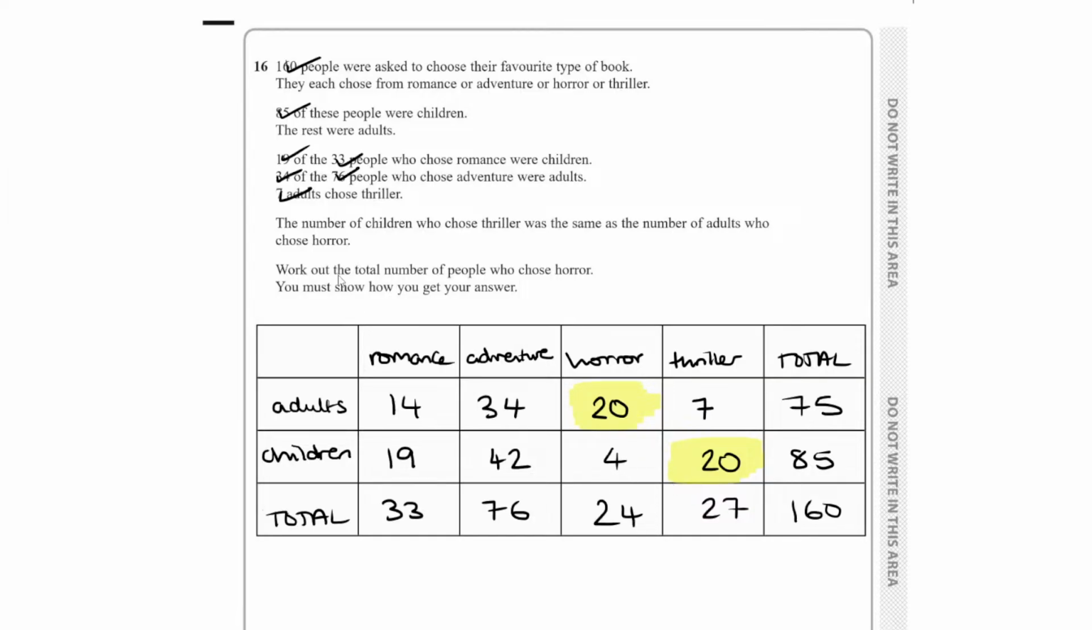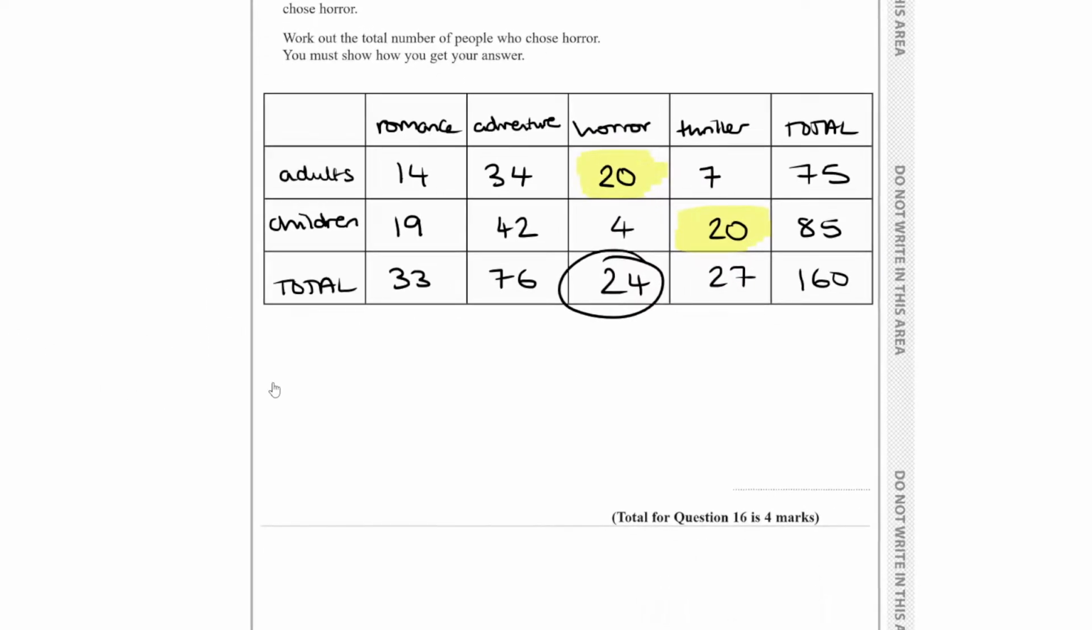Now what was the actual question? Work out the total number of people who chose horror. So that's this one, isn't it? So my answer should be 24. After all that, my answer is 24.